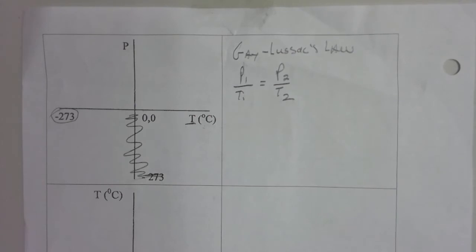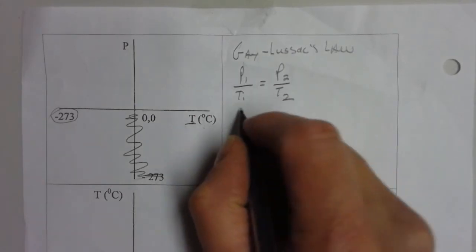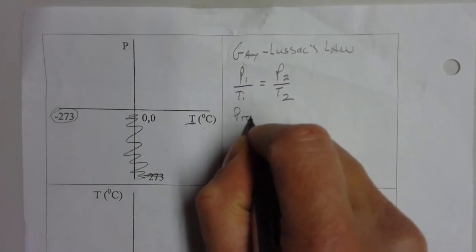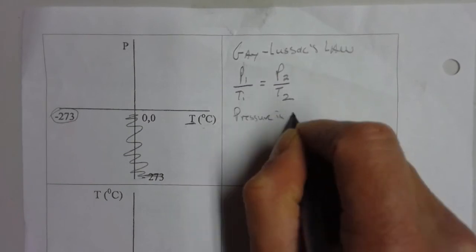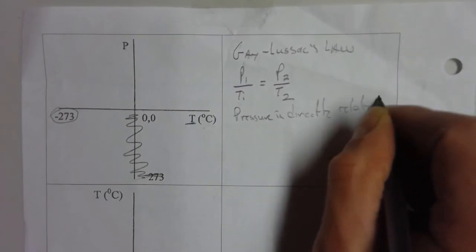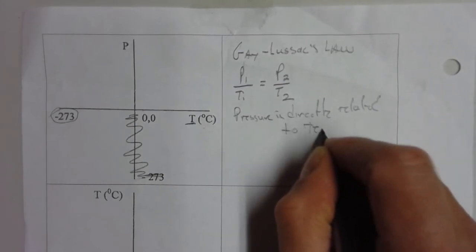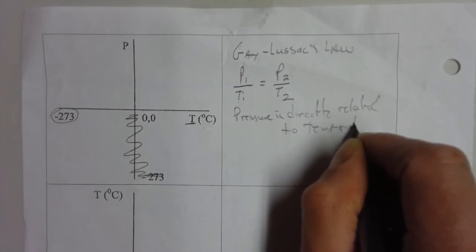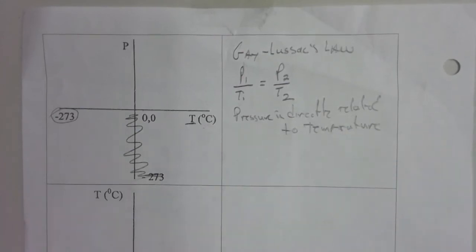So this is a direct relationship. Pressure is directly related to temperature, right? The hotter something gets, the more it pushes out. If you heat a balloon up, it's going to get bigger. If you put a balloon in the freezer, it's going to get smaller. We'll see if you have balloons.